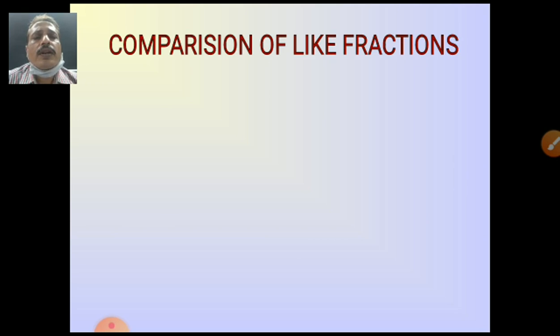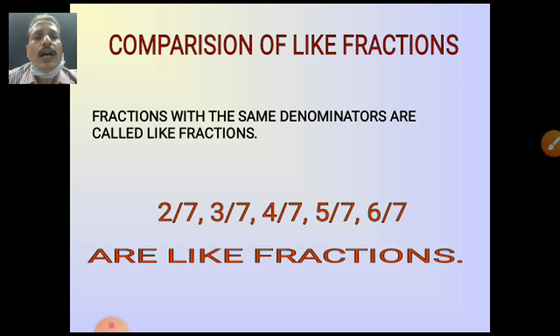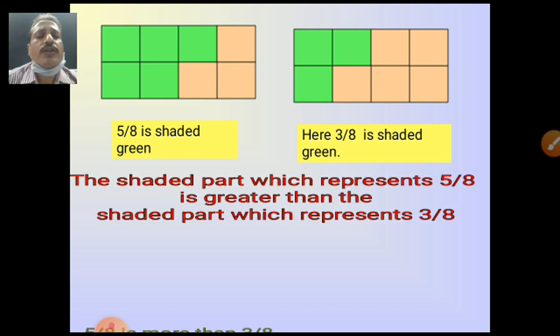Okay, now students, comparing like fractions. Like fractions, once again I remind you, are fractions whose denominators are equal. The examples are here: 2 upon 7, 3 upon 7, 4 upon 7, 5 upon 7 and 6 upon 7. Let's see, all are like fractions. In a picture, we can also show 5 upon 8 shaded green. Here 3 parts are shaded out of 8. That's why we can say 3 upon 8. So these both are like fractions.